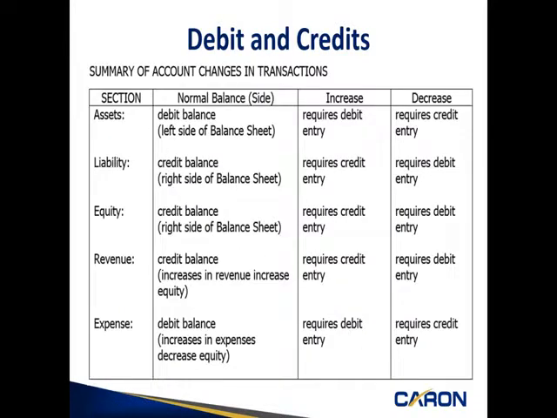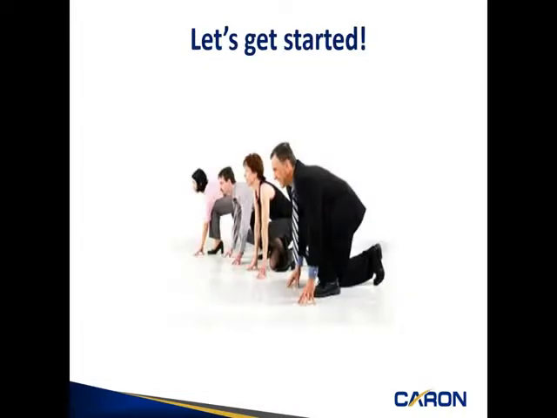Okay, so now what I have here is the same bit of information, but just in a text format. As you can see, there are 5 different types or groupings of accounts: asset, liability, equity, revenue, and expense. And this shows you an increase or decrease. So this is just a text format of what I put in the diagram previously.